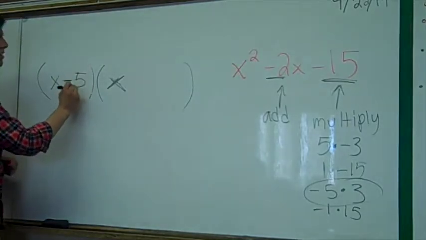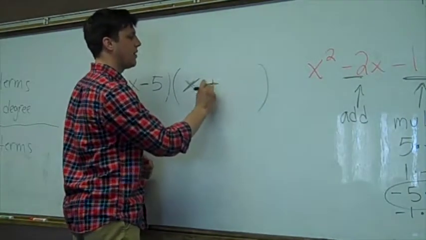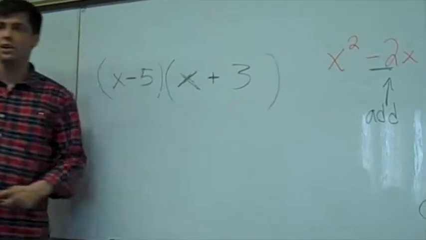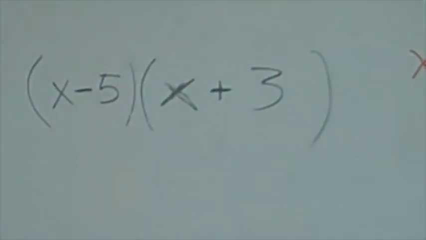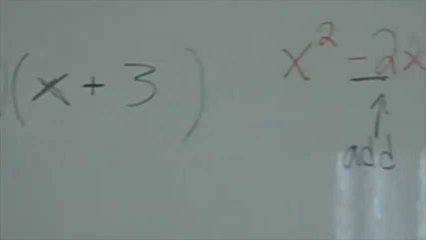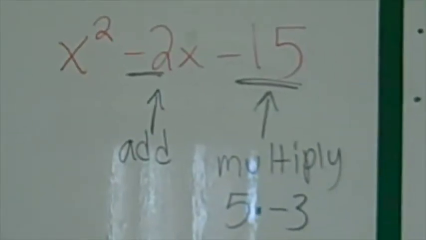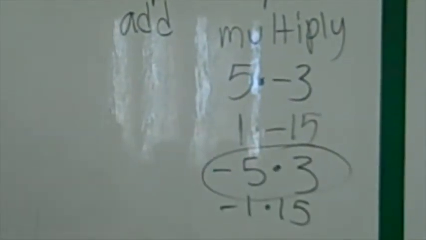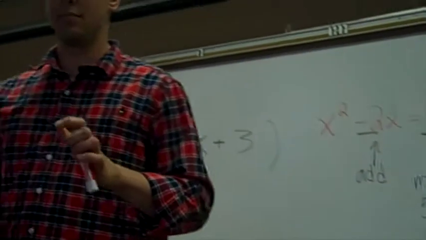Negative 5, and I'm going to write it as positive 3. And if you follow this method, it's a trick to go backwards and to figure out what your original binomials were.